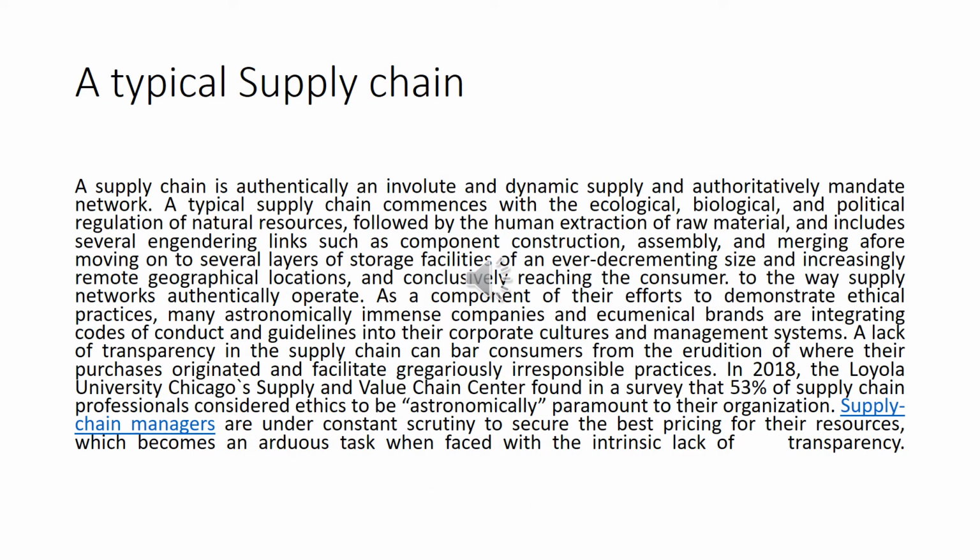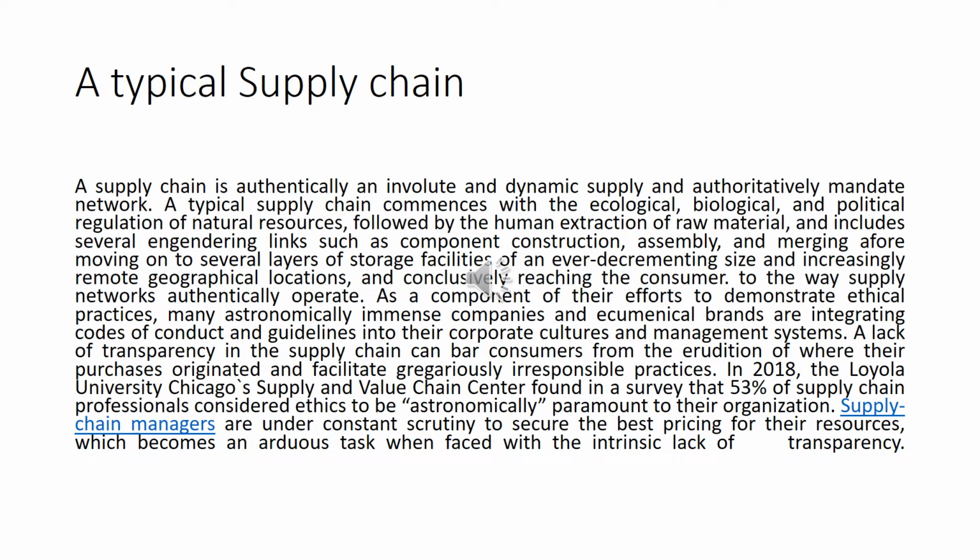A supply chain is authentically an involute and dynamic supply and authoritatively mandate network. A typical supply chain commences with the ecological, biological, and political regulation of natural resources, followed by the human extraction of raw material, and includes several engendering links such as component construction, assembly, and merging of moving on to several layers of storage facilities of an ever-decrementing size and increasingly remote geographical locations, and conclusively reaching the consumer. To the way supply networks authentically operate.